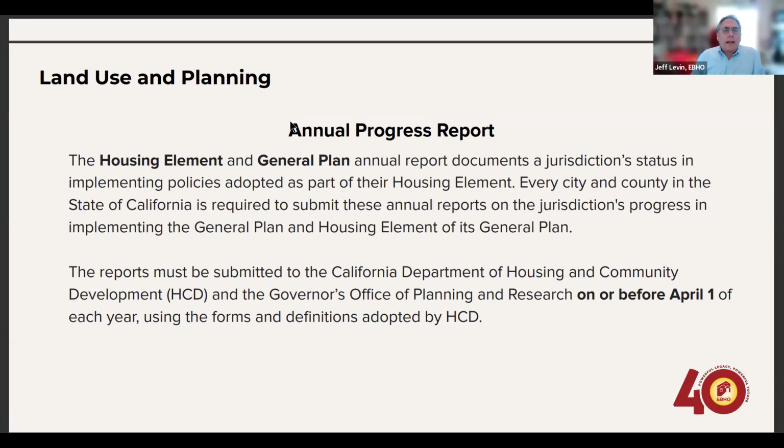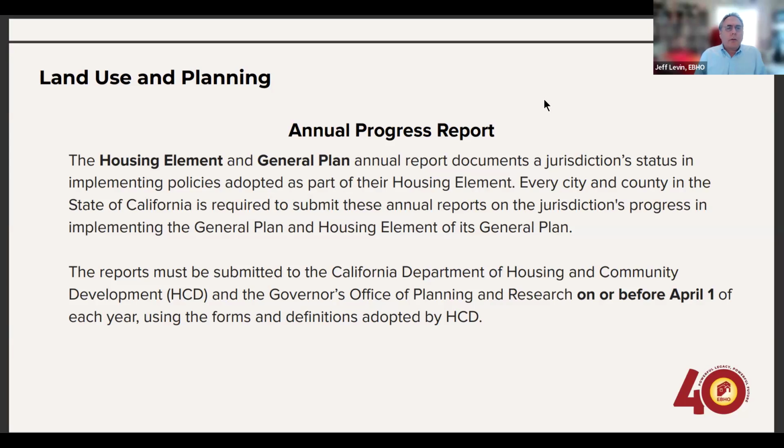And as part of that, every year, the jurisdiction has to do an annual progress report, which reports on both numerically how many units have been permitted and completed, but also provides a status update on each of the programs that was identified in the housing element. All of those progress reports are due to the state of California by April 1st, and the state has a whole dashboard for looking at that.